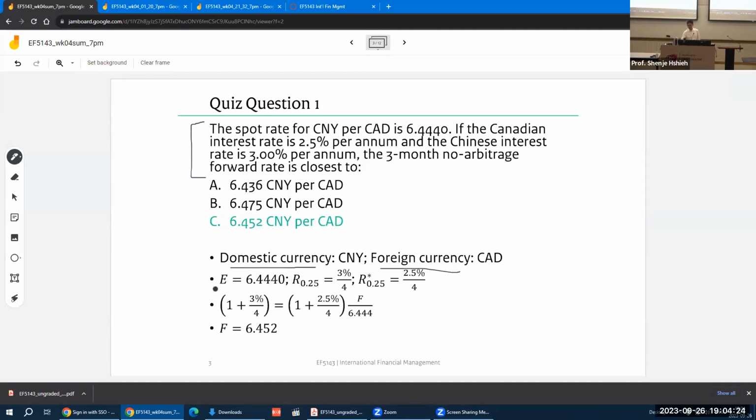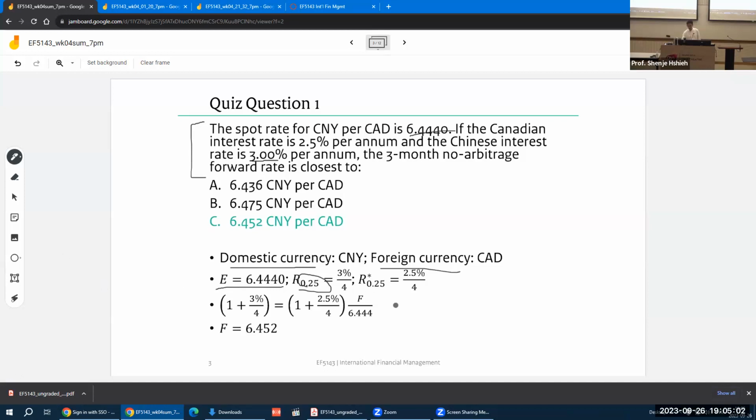So now we know which interest rates refer to R and R star. We can assign E as 6.44, which is given. R is just 3%, because we're talking about Chinese interest rates. I'm assuming I've given you the APR, so you have to divide by 4 to get quarterly interest rates. R star is therefore 2.5% divided by 4. Once you have the periodic rates and know E, you can solve for F.